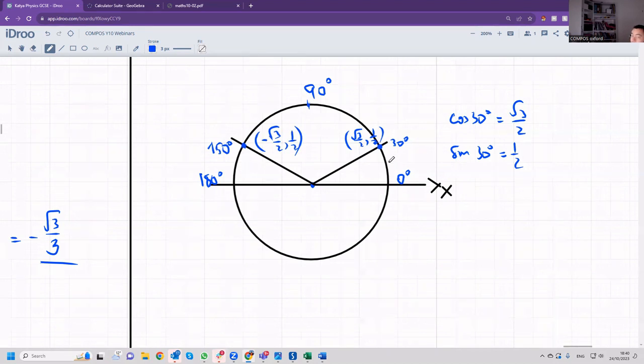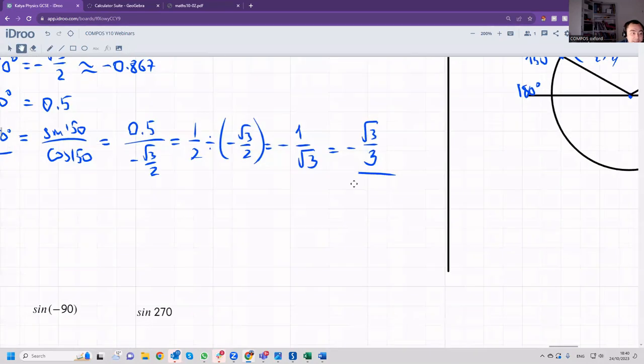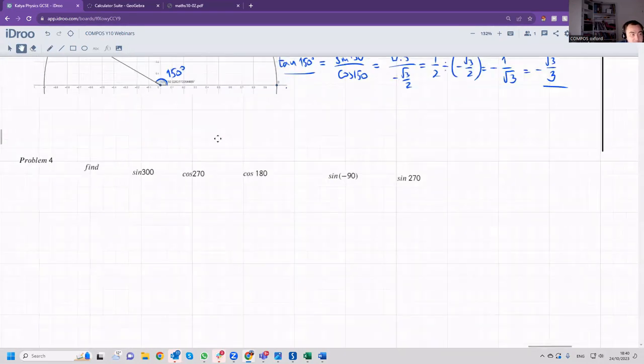That's how you do it without a calculator, without a circle, without actually drawing a circle. The method that I've shown you is just to check yourself. So let's do these.